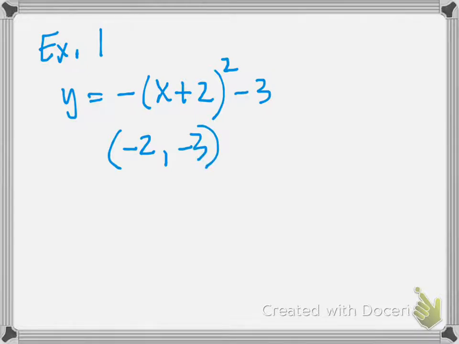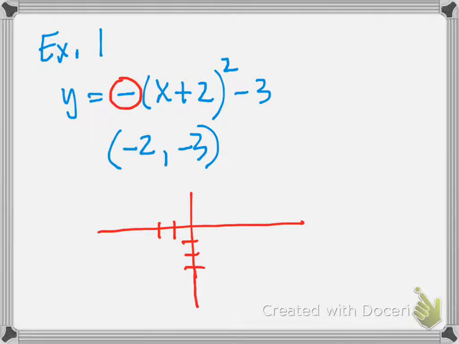Now you have to remember in this problem that this negative out front, this negative, it is concavity. It makes the graph go down. So the vertex is -2, -3, and then it opens down.